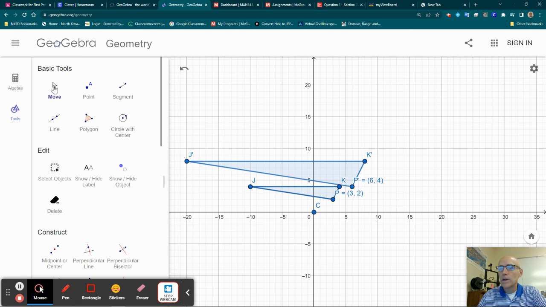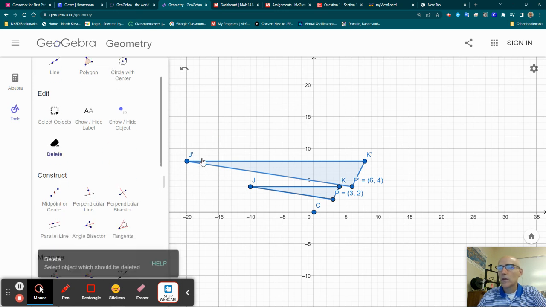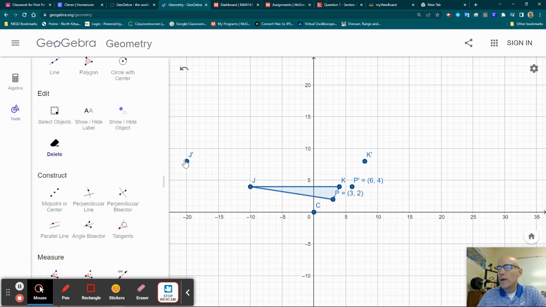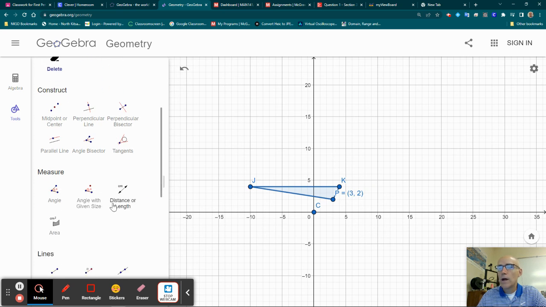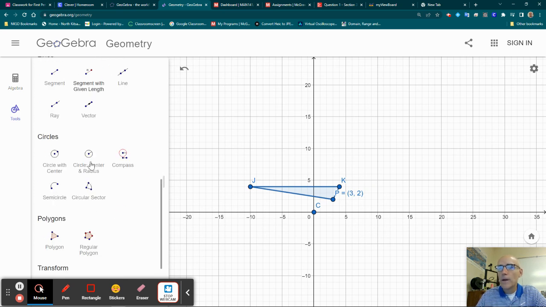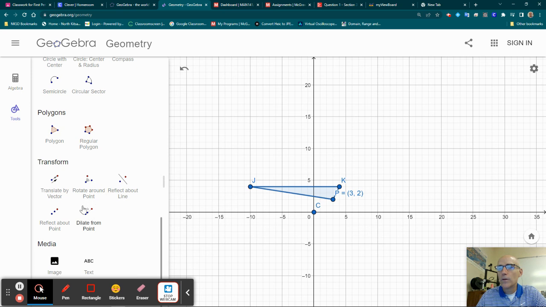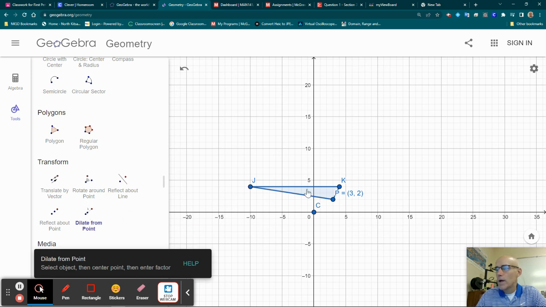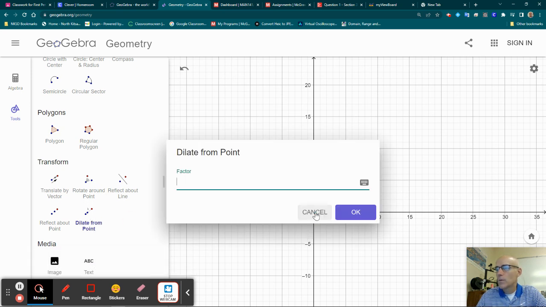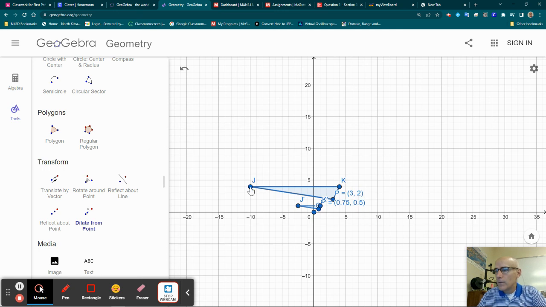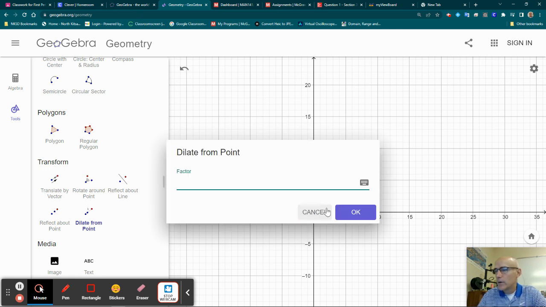So let's see if I can delete this guy. So let's delete this figure right here and delete this and this and this. And let's do a new dilation. So I come down here and I'm going to go to dilation. Where did it go? Transform. There it is right there. And I want to choose this object as my center, but I want to do a scale factor of 1/4. Okay. And now let's see if J prime is at the correct spot here.